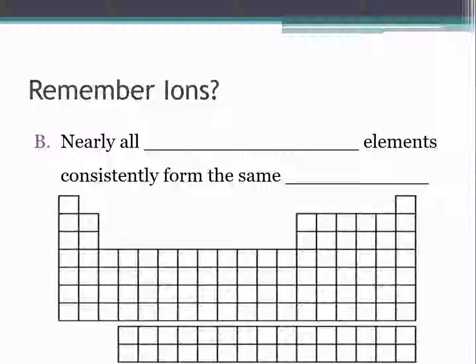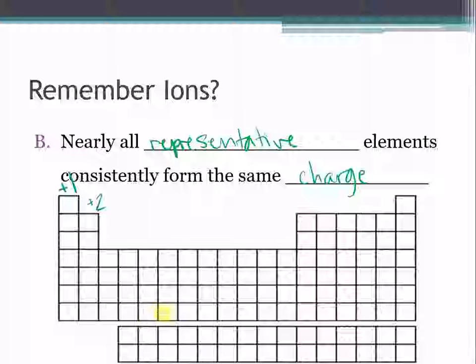You also need to remember that nearly all of your representative elements consistently form the same charge. Remember that for your alkali metals, everything in this first column forms a +1 charge. And your alkaline earth metals, everything in group 2, that's going to form a +2 charge. In all of Unit 4, we skipped all of your transition metals. We're going to skip them again now because they are not representative elements.